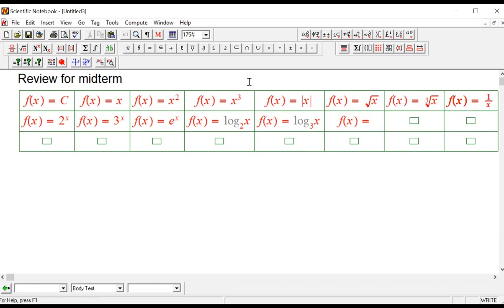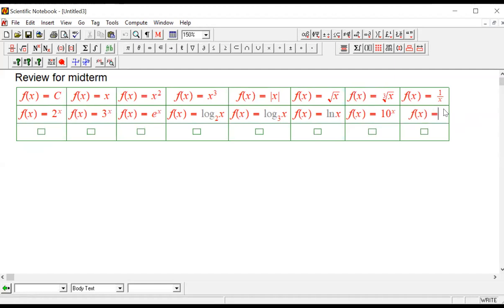But overall, we're still focusing on these functions, their domain, range, all those properties. And of course, also 10 to the power x, we actually did not do this in detail. You can infer about the properties. Common log x. We will study them again in a different capacity after the midterm.